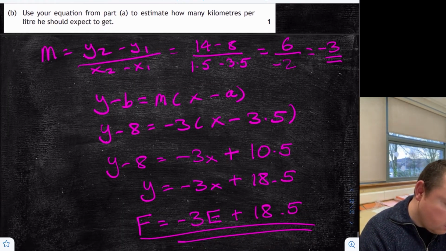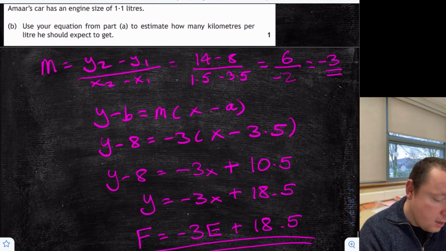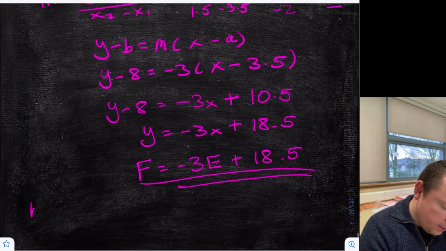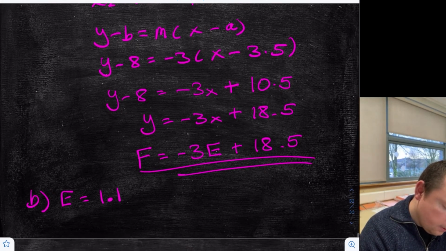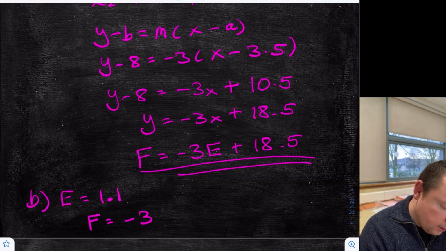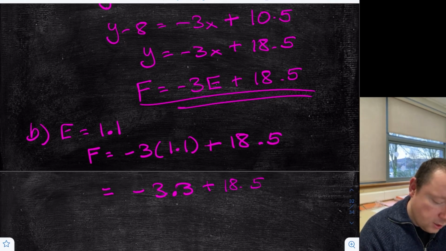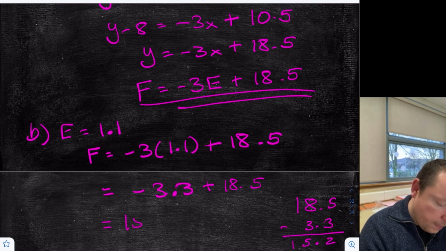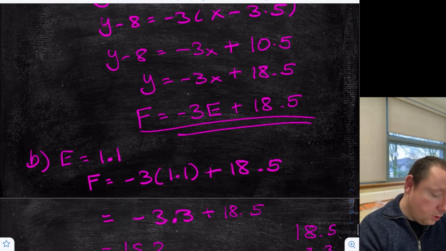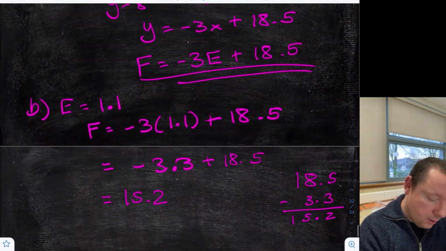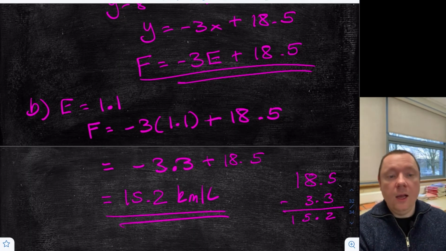Part B says use your equation to work out how many kilometres per litre he gets, which is F, and his engine size is 1.1. So for part B, E equals 1.1. So that means that F equals minus 3 times 1.1 plus 18.5. That equals minus 3.3 plus 18.5. And if you can't do that sum, you can just at the side do 18.5 minus 3.3 to get 2. 8 minus 3 is 5 and 1. So you get 15.2. And the units were given to us, kilometres per litre. Kilometres per litre. And we're done there for our final mark.